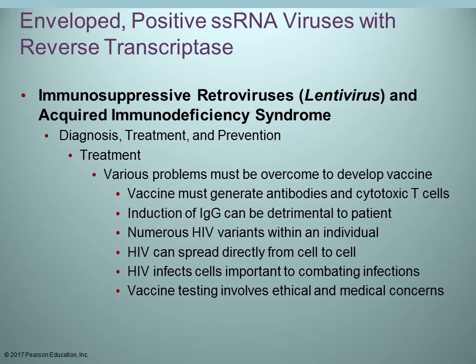There are problems in trying to develop a vaccine, because people often say, well, why don't we have a vaccine for this? Well, for a vaccine, you must be able to generate antibodies, and you have to use your cytotoxic T cells. Induction of some of the IgGs could be bad in some patients. The problem also is there are different variants of the HIV virus, which means if you develop a vaccine but somebody has a different variant, it may not work. Viruses can also spread directly from cell to cell, which means they may not be out and exposed to the antibodies.